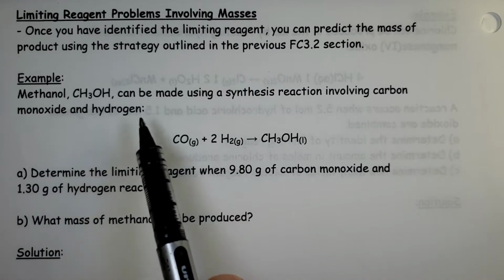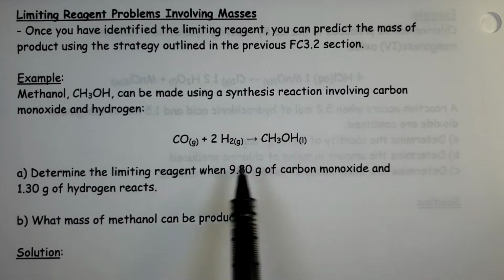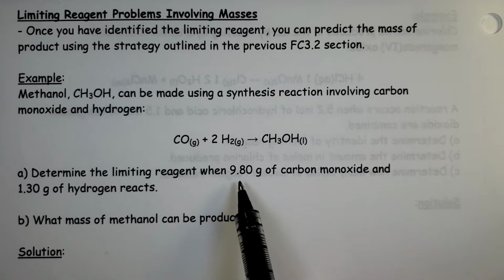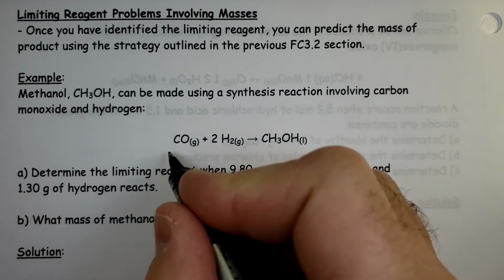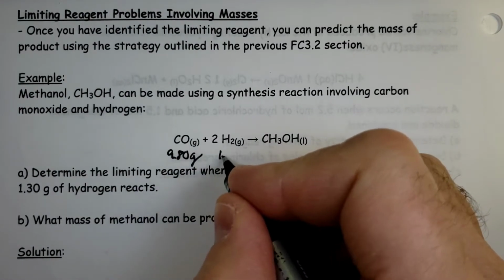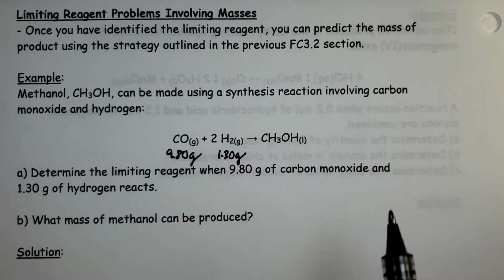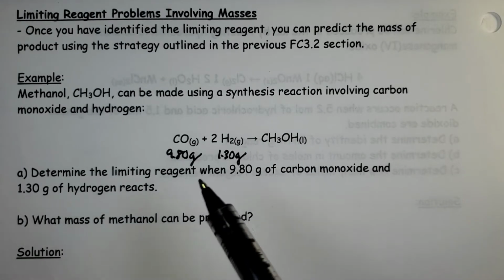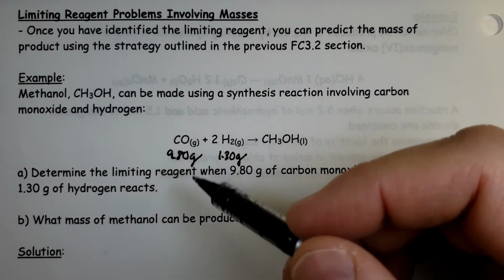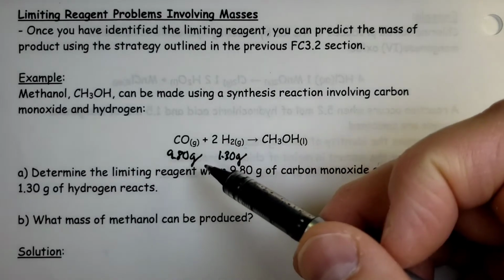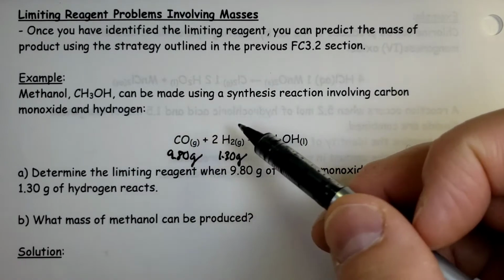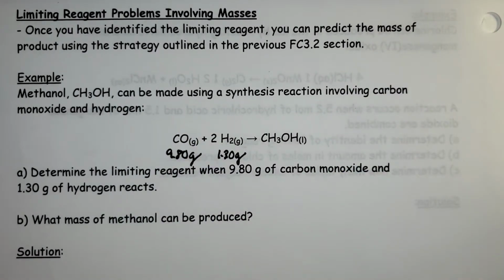So if I look at this example, methanol can be made by using the synthesis reaction involving carbon monoxide and hydrogen. Here, determine the limiting reagent when 9.80 grams of carbon monoxide and 1.30 grams of hydrogen react. So with the last questions, we wrote the number of moles on top, and we're going to do the same thing here. Really we just have an additional step at the beginning, and that is to simply convert each of these into moles first of all, and then we can compare the mole ratio given the equation.